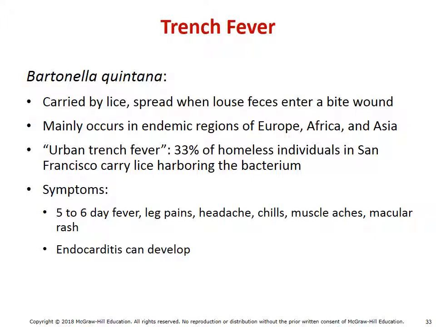But there are still some people at great risk, and that's homeless individuals. Again, lice are super common in the homeless population, and with potentially being nicked up and scratched up by living out in nature, these individuals are at some risk.